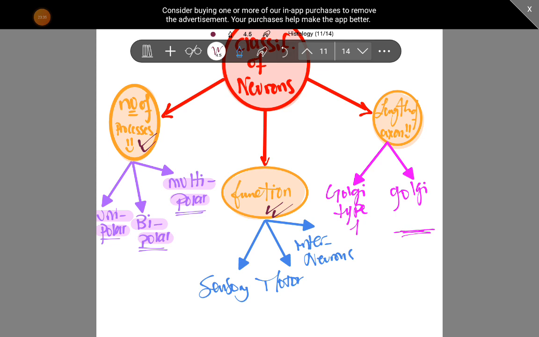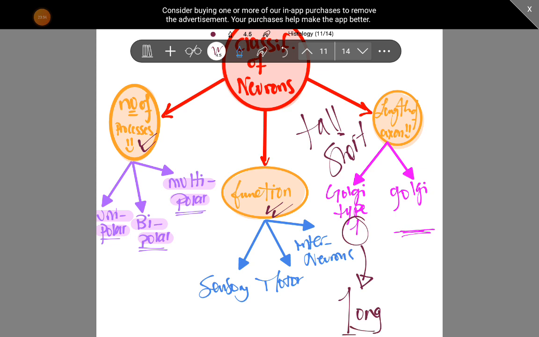I would like to begin with the length of the axon. Well, it's either long or short. If it's long, with an L, then it's type 1. To memorize it, type 1 is the long axon, type 2 is the short axon.